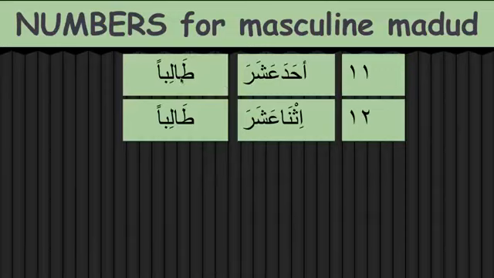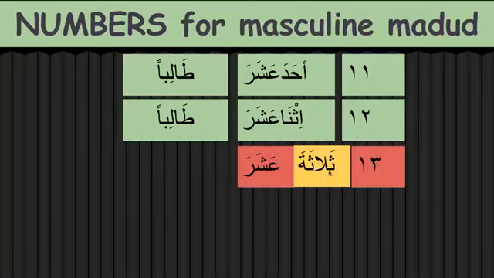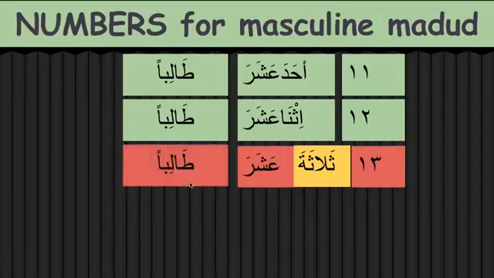So ahada ashara taliban, 11 students. Ithna ashara taliban, 12 students. So ithna is masculine, ashara is masculine, taliban is masculine, everything is masculine. So when we hit teens, that's where everything changes and opposite gender starts attracting. So here same thing, the feminine number comes to describe a masculine noun, and ashara remains neutral. So it will just follow the noun.